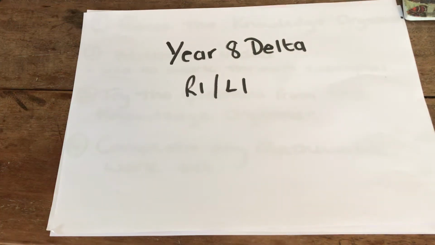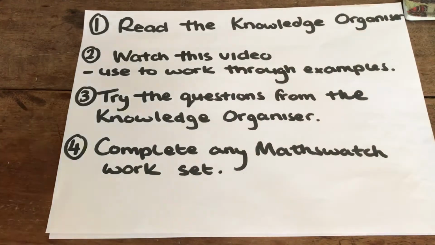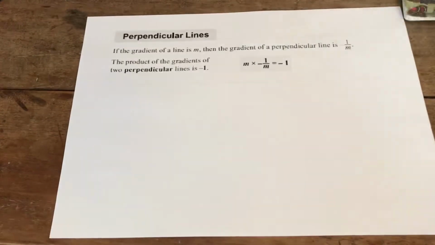This video is on perpendicular lines for Year 8 Delta classes. What I would like you to do is read the knowledge organiser, watch this video and use it to work through examples, try the questions from the second page of the knowledge organiser and complete any Maths Watch work set.